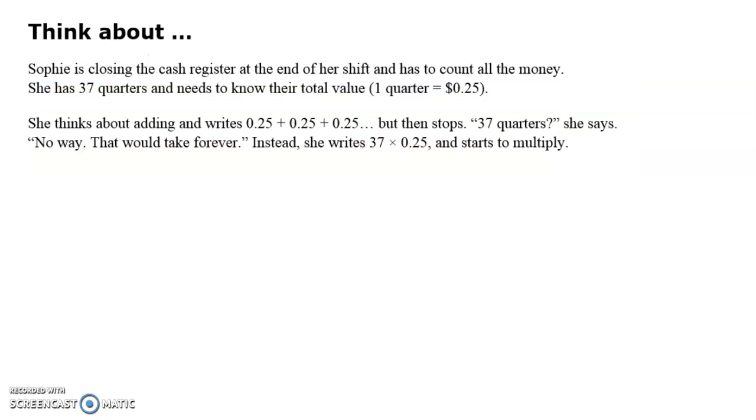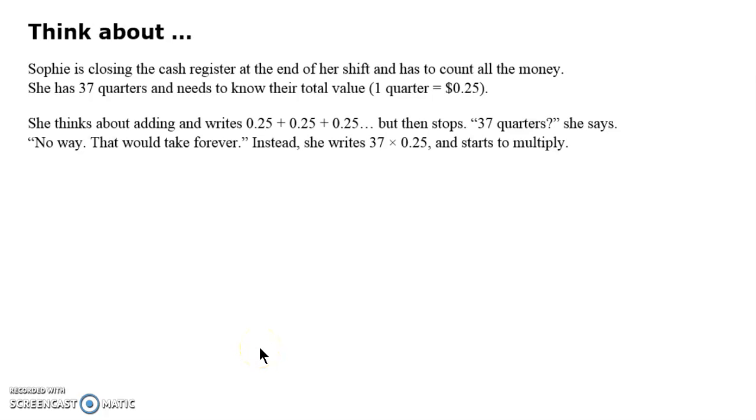In the Think About section, it's all about Sophie and how she has 37 quarters that she needs to count and know the total value of. Writing a quarter plus a quarter plus a quarter 37 times is pretty darn time consuming. And so she knows this and decides instead she's going to multiply. But now she's multiplying a decimal. How should she go about it?